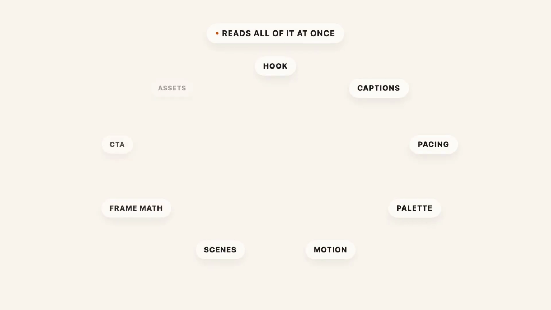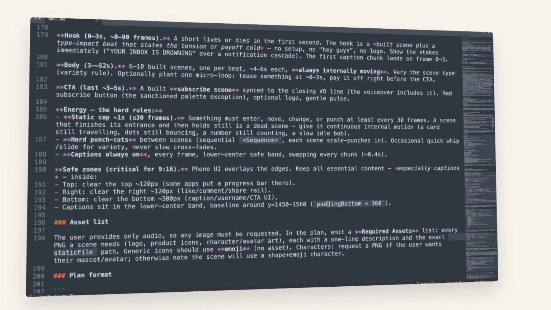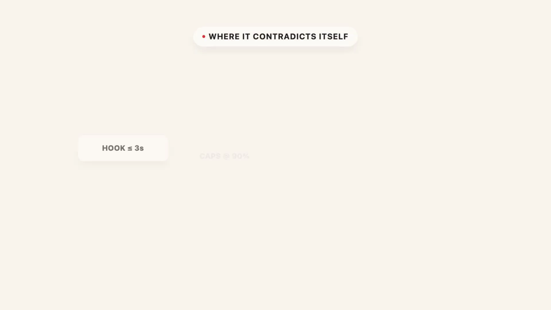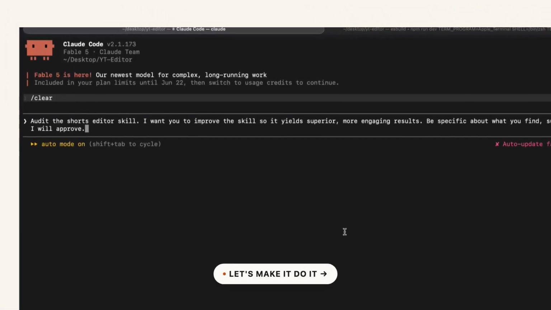And that's the whole reason this is a Fable job and not just any model. Fable can read the entire system, all the rules, all the seams between them at the same time, and tell me where it contradicts itself and where there is room for improvement. So that's what we're about to make it.